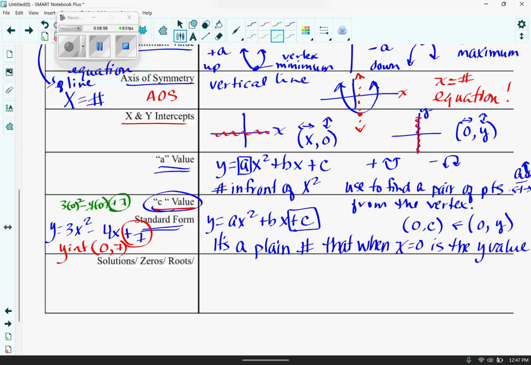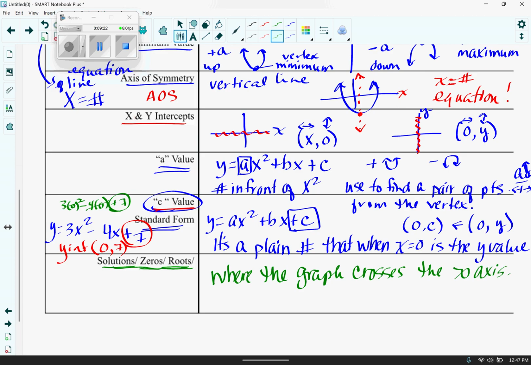And then the last one here we have solutions, roots, and zeros, or zeros and roots. Solutions and zeros, they're all the same thing. Roots are when we solve by square roots, we'll find the roots. It all means where the graph crosses the x-axis. Okay, that's an x, not an omega, an x-axis. So anywhere along this line.